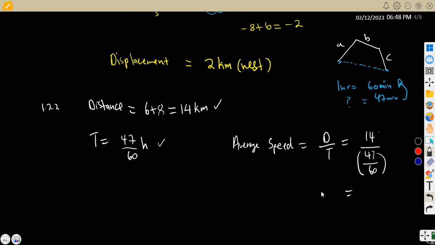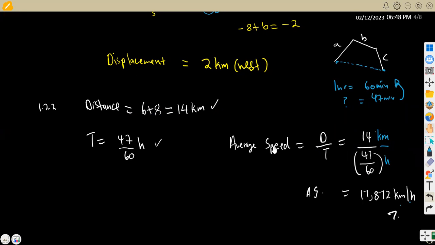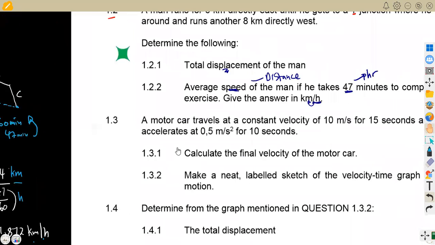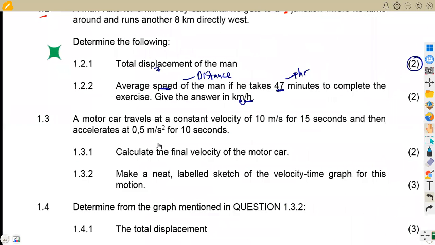You're going to obtain your average speed in this case, which is going to be something like 17.872, that's 17.872 kilometers per hour. All right. Because you were dividing distance in kilometers by the time in hours, take note, that's why you are going to have kilometers per hour. All right, so that's 1.2.2. That was it for question 1.2.